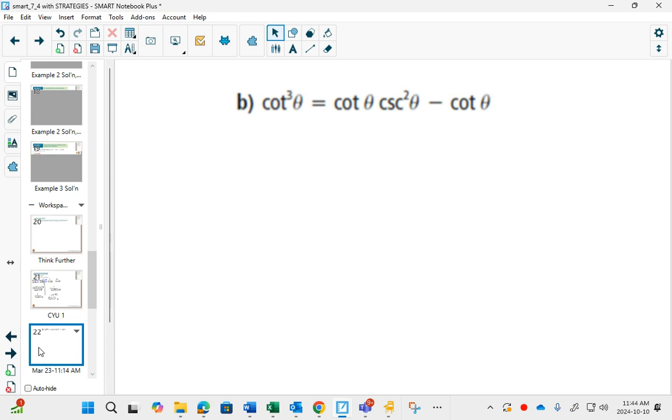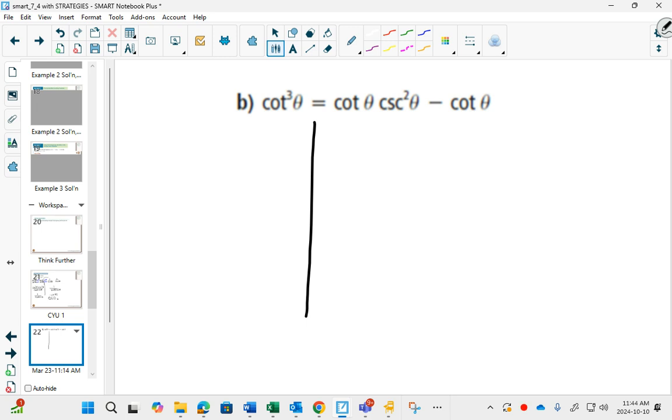Right? If questions with squares are harder, questions with cubes must be even harder. Possibly. But in this example, it's actually not going to be bad at all. But it will be bad if you decide to just use the main strategy. If you change things to sine theta and cos theta, it's a very long and algebraically painful proof.